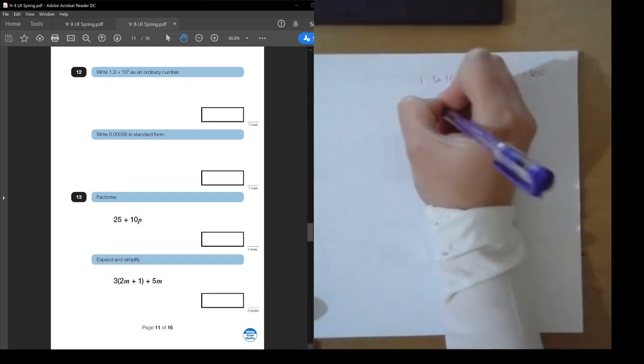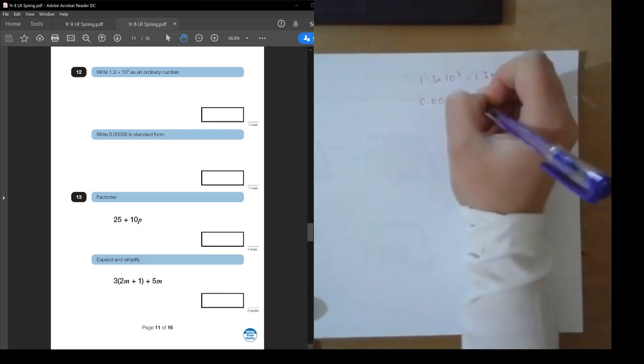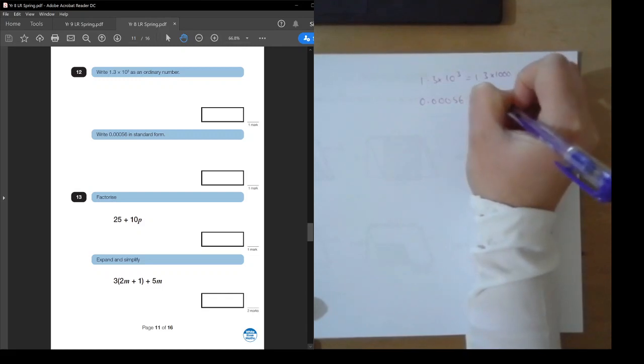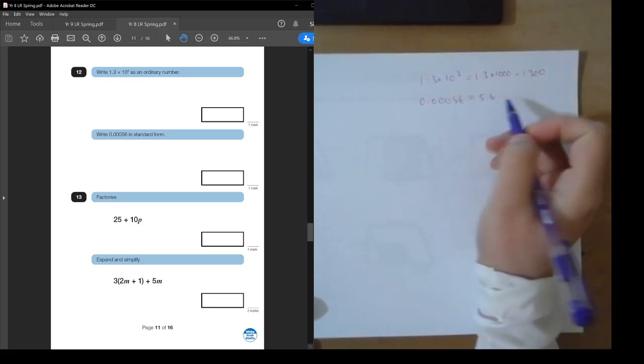And then for the next one, I've got this. So I know the first number needs to be between 1 and 10. So I'm going to say, well, 5 point.